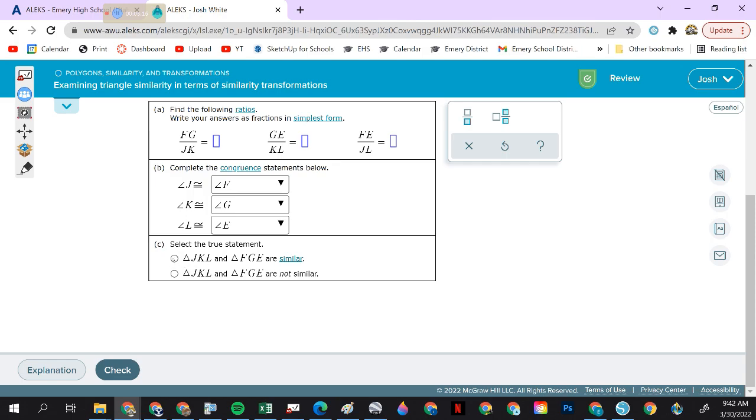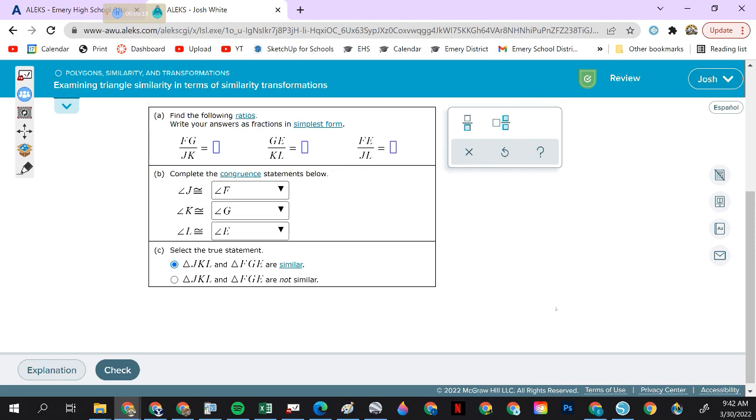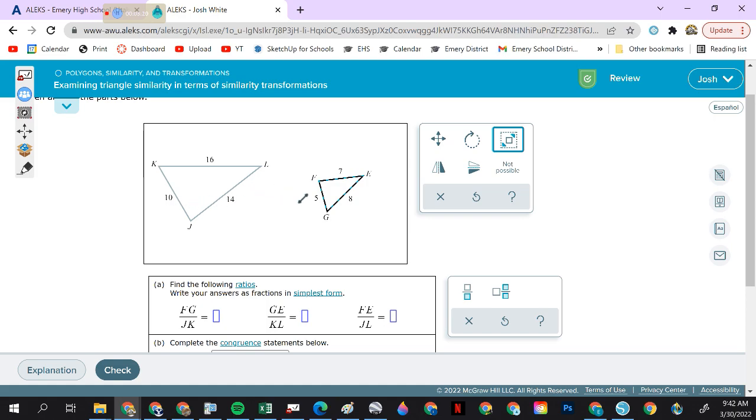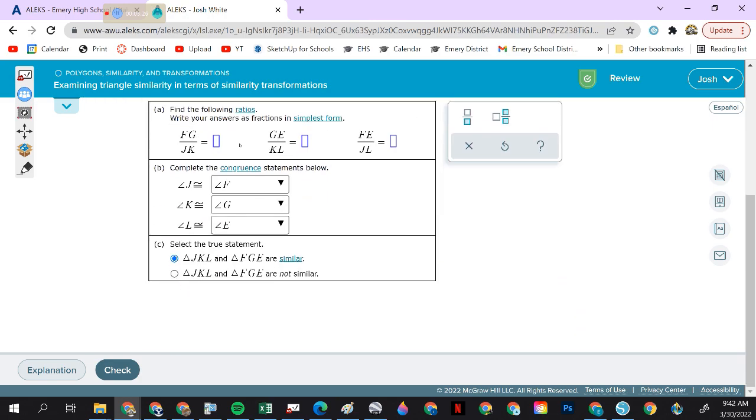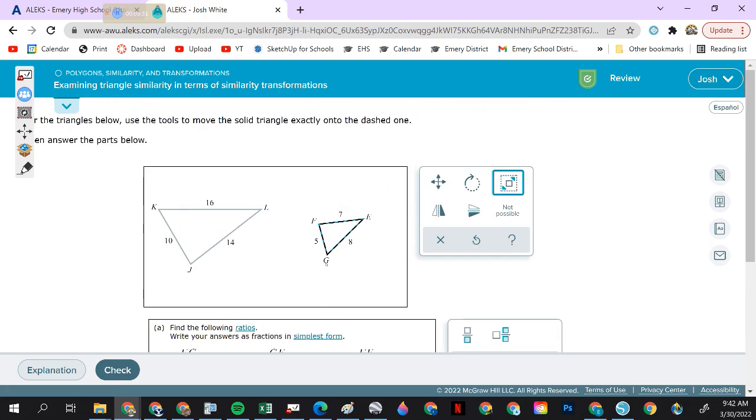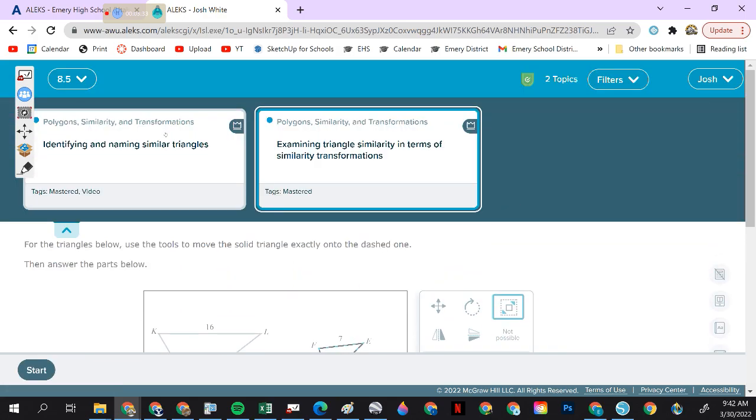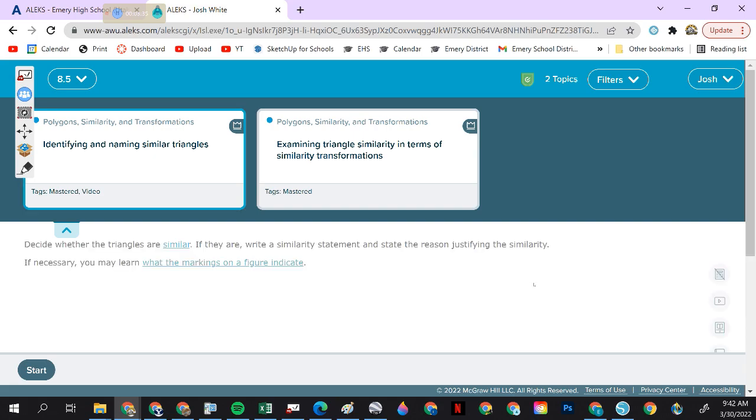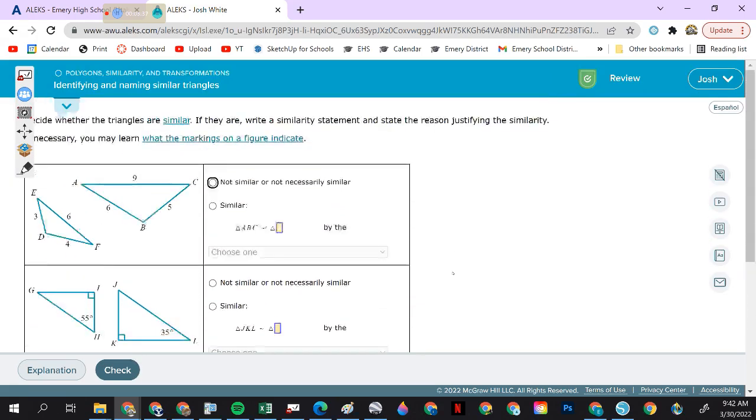Oh, they are similar. Okay. Well, actually, we need to do that. 5 divided by 10 is 1/2. 7 divided by 14 is 1/2. And 8 divided by 16 is 1/2. And since all of these are 1/2, then yes, they are similar. Okay.